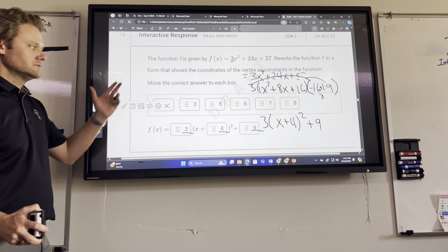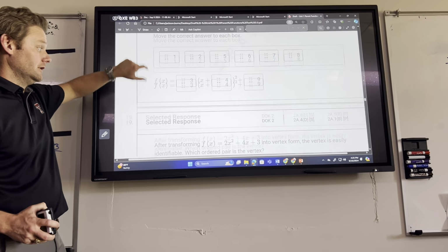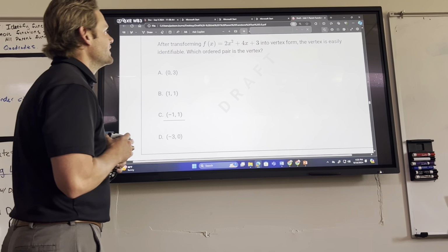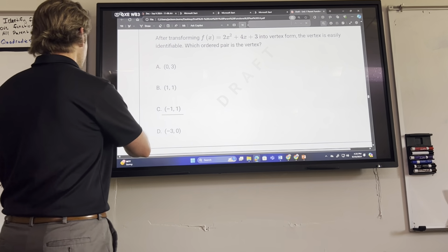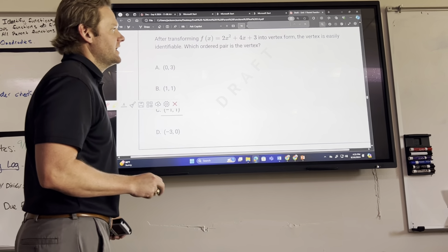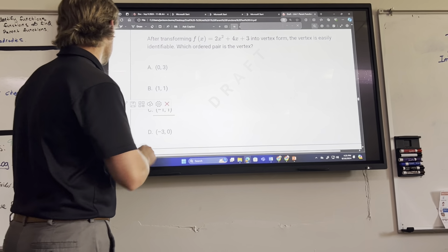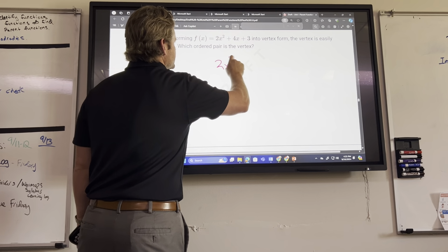All right. Difficult problem. If you didn't come to the review, good luck. All right. After transforming the function 2x squared plus 4x plus 3 into vertex form, the vertex is easily identifiable. Which ordered pair is the vertex? Oh, it's another leading coefficient? Man, I was not nice to y'all.